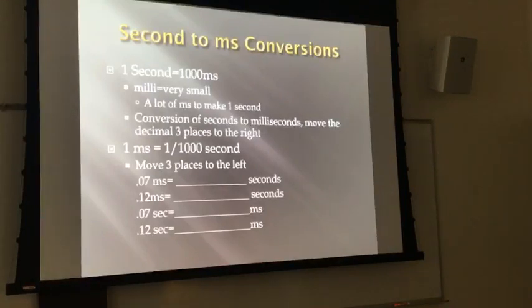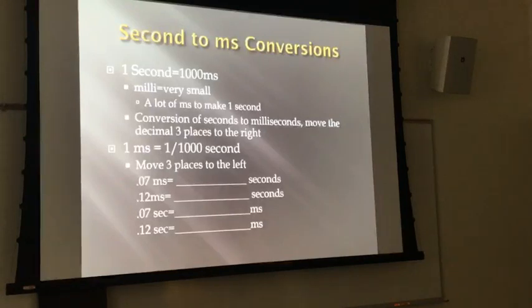On the quiz, sometimes people have a tendency to move this in the opposite direction. You've got 0.07 milliseconds, and they'll say, well, that's 70 seconds, okay? Remember, milliseconds are tiny, 1/1000. So if you're converting from milliseconds to seconds, the number is going to have to represent something very, very small.